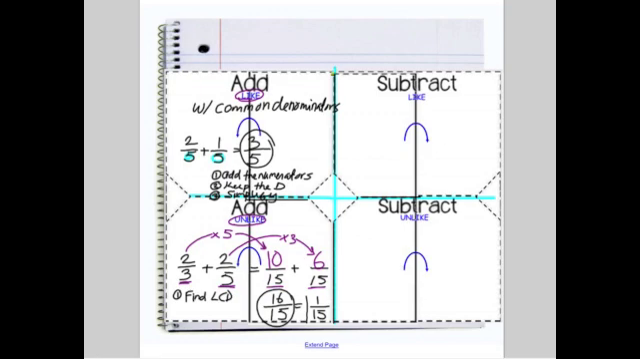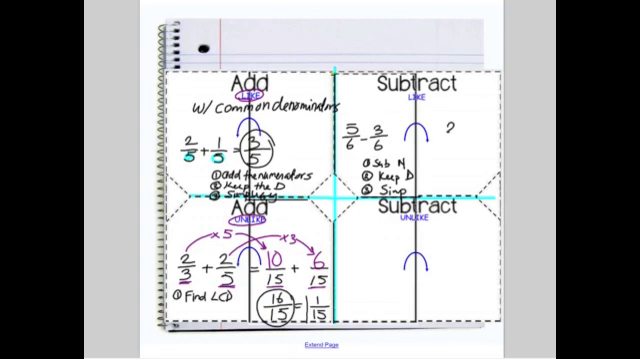As we move on to subtracting rational numbers with like denominators, let's do an example of 5/6 minus 3/6. These steps are very similar to adding with like denominators. First of all, we're going to subtract the numerators. Then we're going to keep the denominator. And lastly, we're going to simplify.